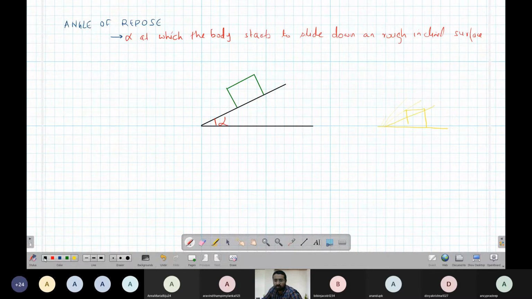So as usual, let's say the coefficient of friction is mu. That's the weight W. Okay. Now we have to first draw the free body diagram. In the free body diagram, we have to identify what are the forces. So we have to isolate this body to draw the free body diagram.